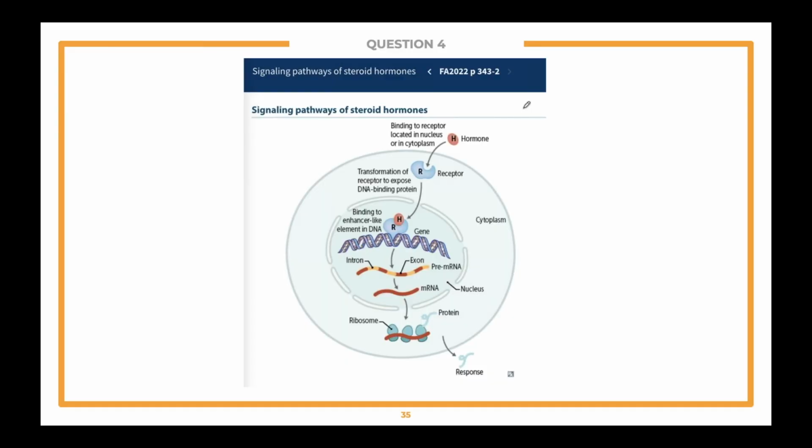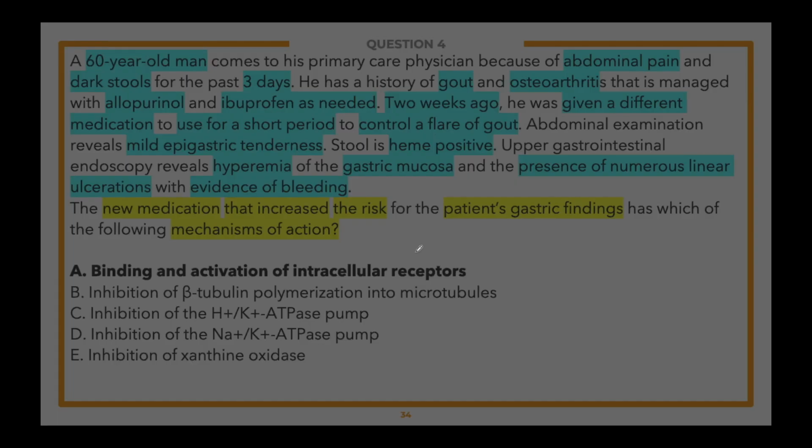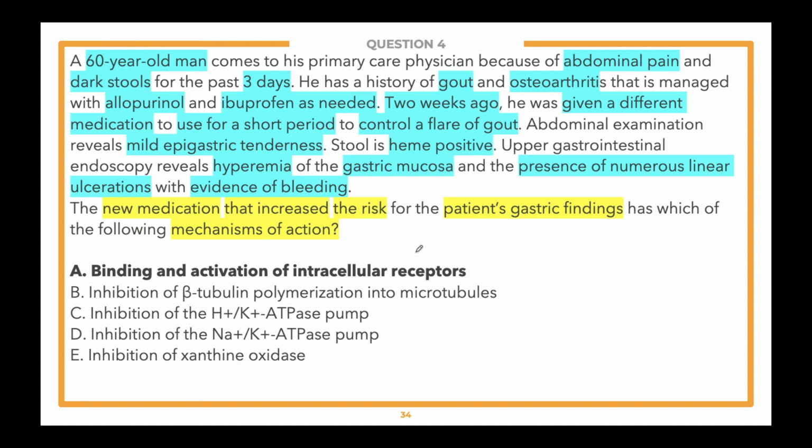Now, how do steroids work? As you can see here, this is a nice pathway in First Aid talking about how steroids work. You can see that they activate intracellular receptors. So these are intracellular receptor-acting hormones. Now, if we go back to the other answer choices, I'm sure some of you might be wondering why those are incorrect.